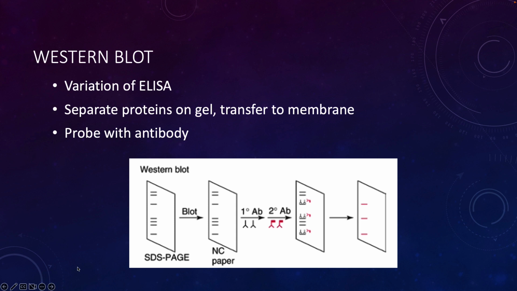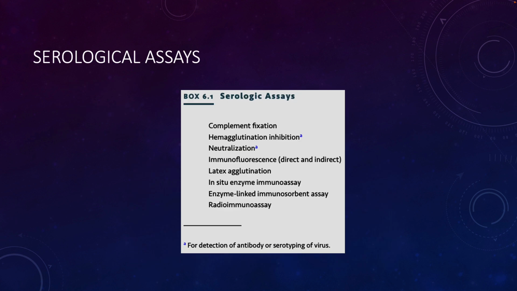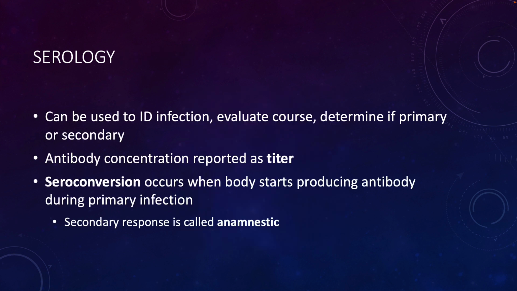Western blot is a variation on an ELISA. These are not used as commonly as an ELISA or even one of those lateral flow assays, but they're still used to diagnose infections like Lyme disease and HIV. Again, here's a summary of different types of serological assays that again will involve host serum. And the idea is that you can try to ID the infection.